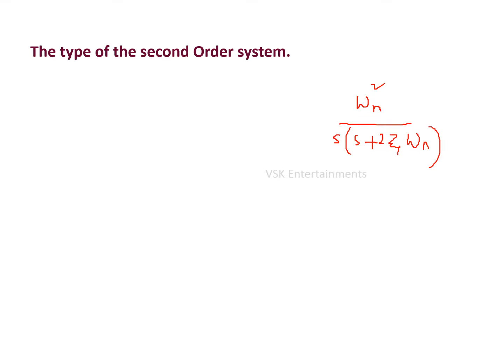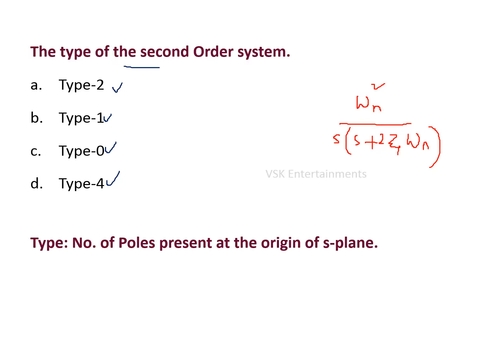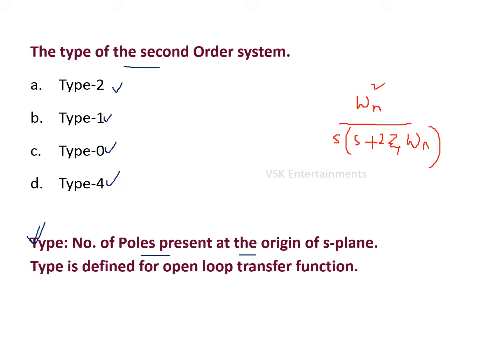Coming to the next bit, the type of the second order system is, options are type 2, type 1, type 0, type 4. Coming to the concept of type, the number of poles present at the origin in the S-plane is known as type, and type is calculated only for open loop transfer function. It is not possible to calculate the type for a closed loop transfer function. I repeat, type is calculated for only open loop transfer function.